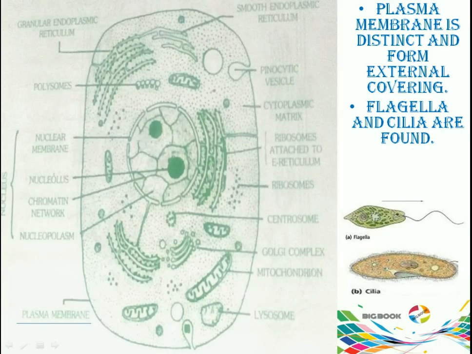And also, from the plasma membrane, the flagella and the cilia originate. Here, if you observe organisms like Plasmodium vivax and Paramecium, they have flagella and cilia originating from the plasma membrane, and these are the locomotory organs, which help the organism to move from one point to another in the medium in which they are surviving.